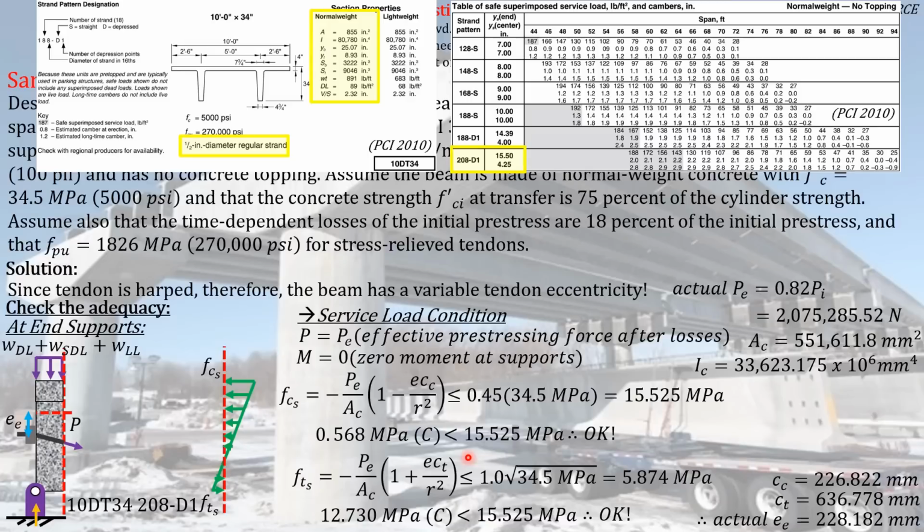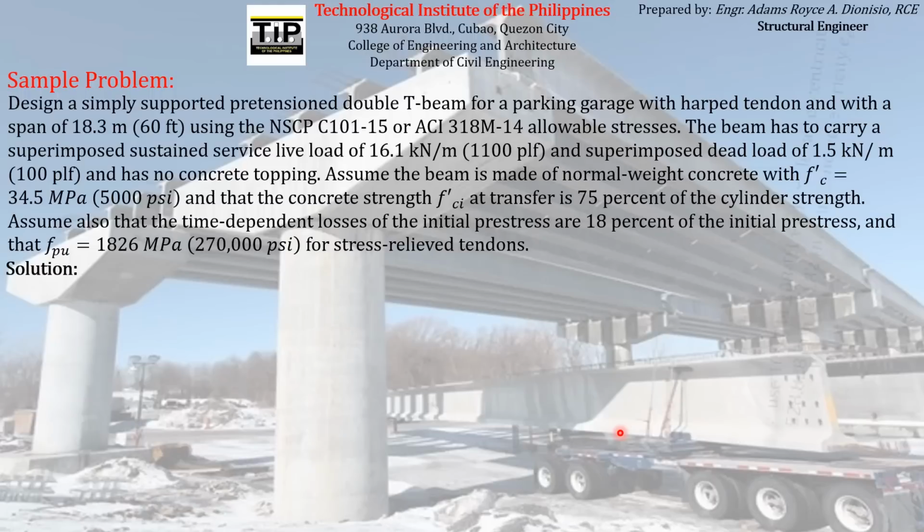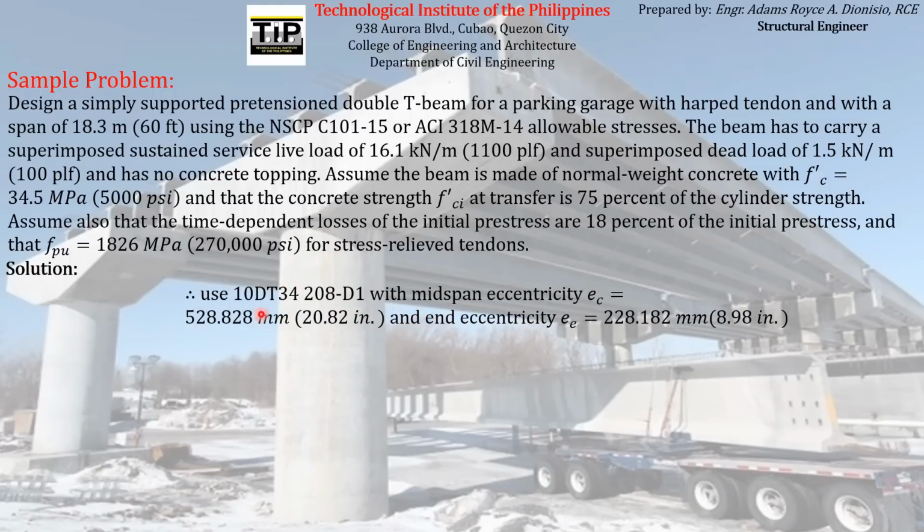So since all of the checking that we have done already satisfied the demand given by the problem, as well as the maximum permissible stresses specified by the code, we can say that the section that we have chosen is adequate to resist the given demand of the problem, as well as the resulting stresses, and the simply supported beam that we are designing will be assured to comply with the maximum permissible stresses specified by the code.